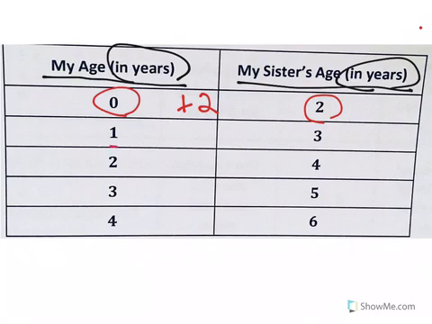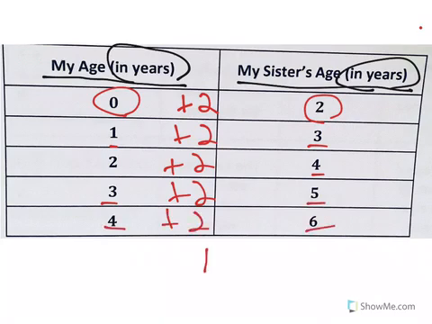Then when I'm 1 and she's 3, 1 plus 2 is 3. 2 plus 2 is 4. 3 plus 2 is 5. 4 plus 2 is 6. So I'm starting to see a pattern of plus 2. My age plus 2 equals my sister's age.